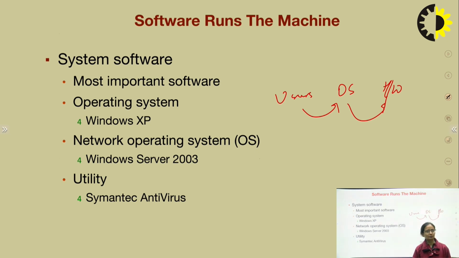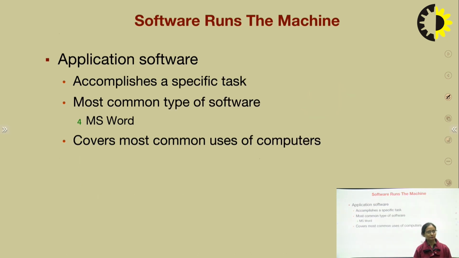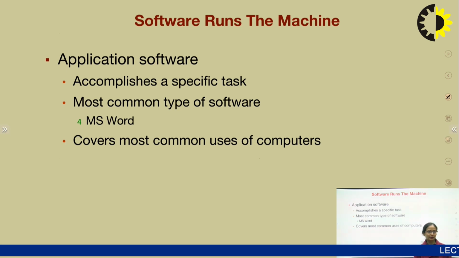We are having examples of network operating system, Windows, your Android, and so on. There are numerous operating systems nowadays. Utilities again come under the category of system software, for example antivirus, etc. Application software, we have seen that it accomplishes a specific task. The most common type of software, for example your MS Word, which I already covered, covers most common uses of computers.